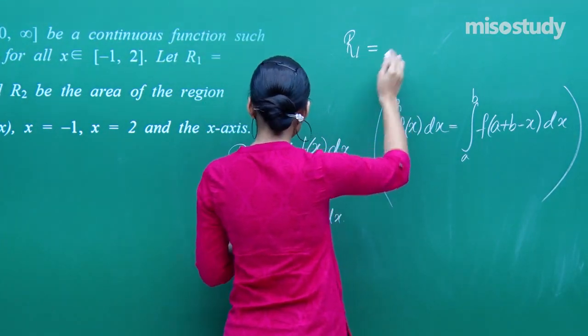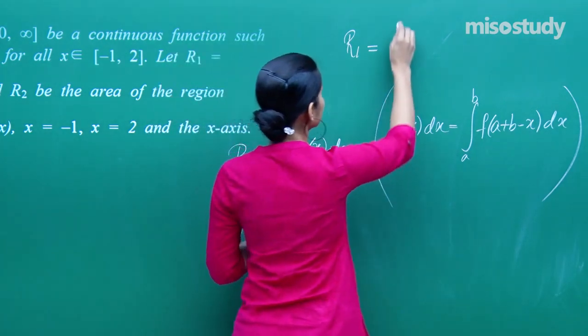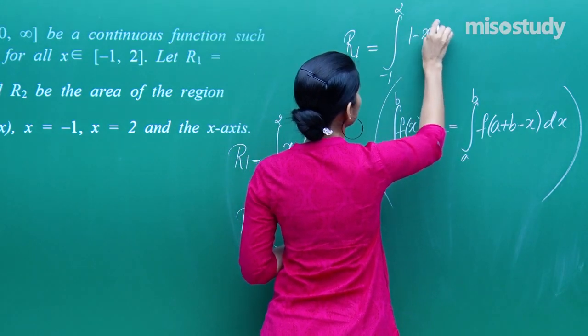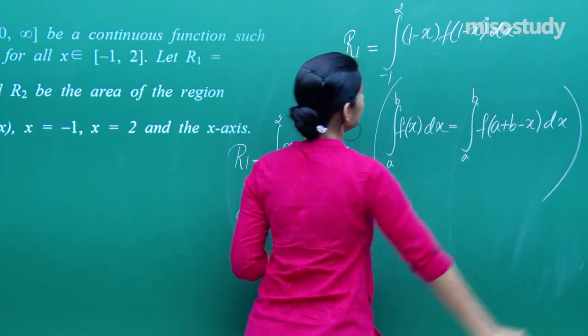So from here you are going to get minus 1 plus 2, which is 1 minus x. This is equal to the integral of 1 minus x times f of 1 minus x dx.